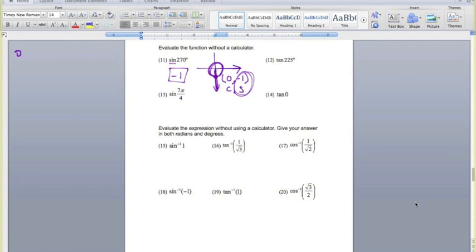Skip down to 13. To evaluate 13, we need a graph in radians. To graph in radians, you cut each half of the circle into the number of pieces the denominator says. So we're going to cut each half of the circle into 4 pieces. Then the top tells you how many pieces to count out. So starting at the 0 line, go around 7 pieces.